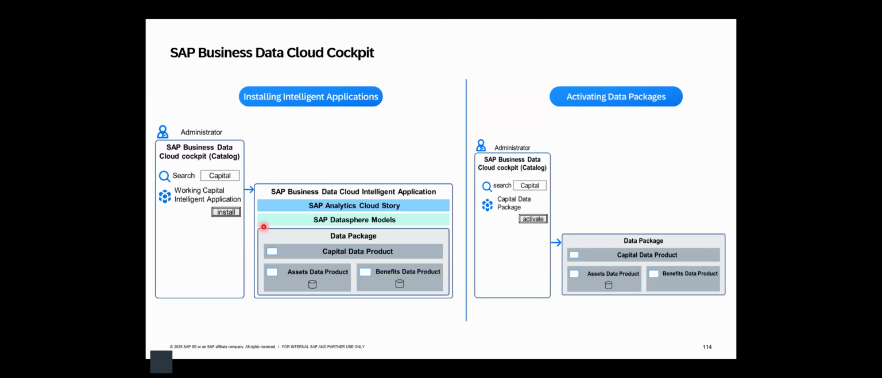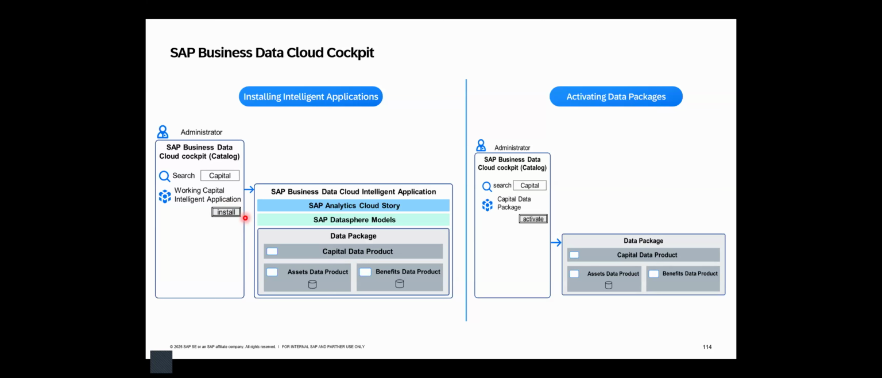What this pictorial representation is telling you is that if you go to the BDC cockpit, and you search for an intelligent application, so working capital intelligent application in this case, and then you click on install. Once you click on install, the associated data products become usable even if you don't see them directly. The data is replicated from your source system, and all the standard artifacts are installed in the SAP Datasphere and SAP Analytics Cloud, which are required for the intelligent application to work. And as a result, the dashboards can be directly consumed by the user.